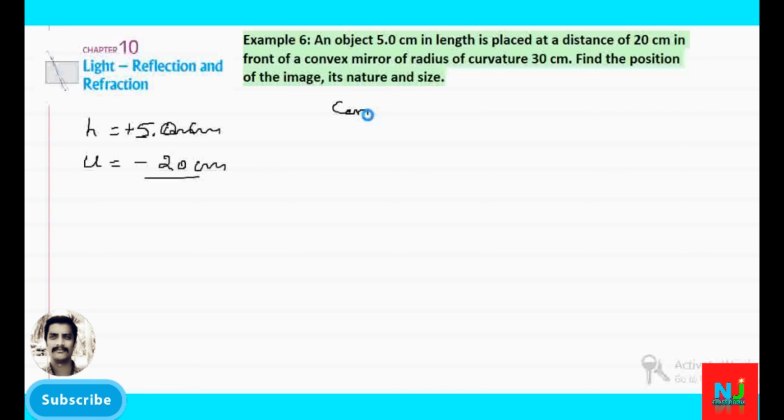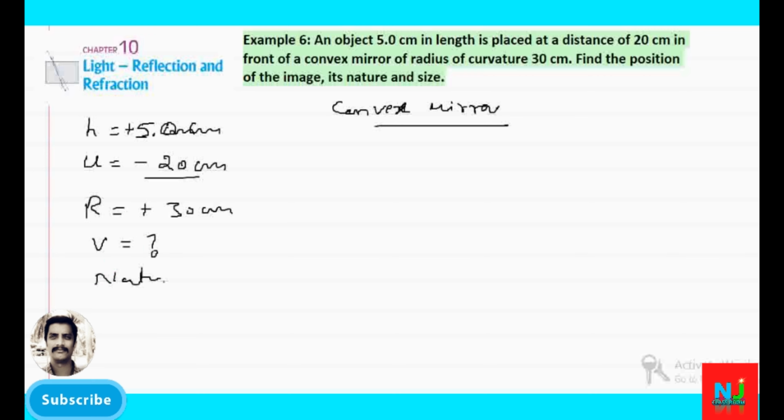What type of mirror are we using? We are using a convex mirror. Please note down the type of the mirror, it is very important. The radius of curvature is given. The radius of curvature for a convex mirror is always positive, and it is equal to 30 centimeter. Find the position of the image, its nature, and also its size compared to the height of the object.